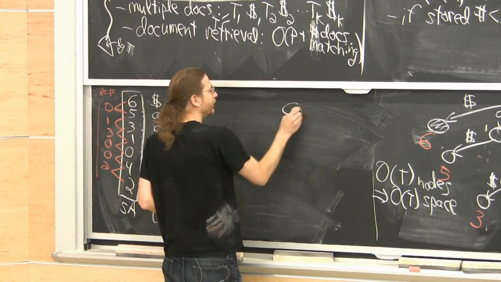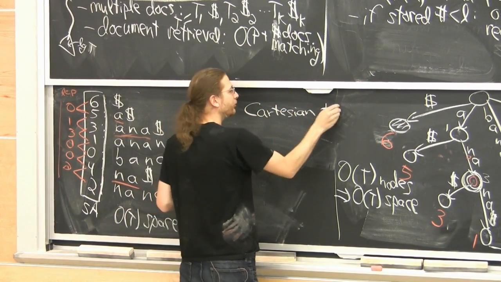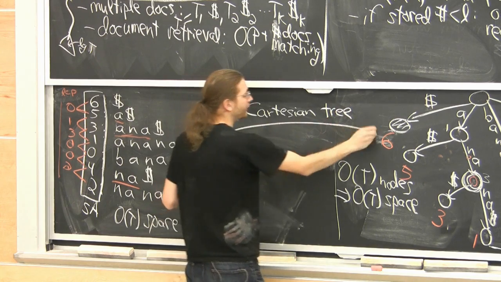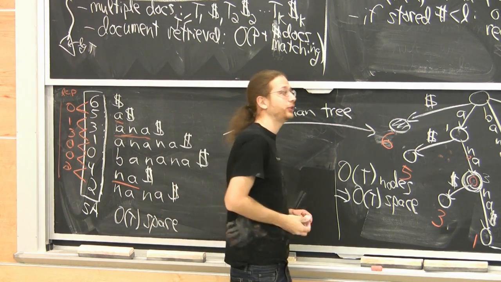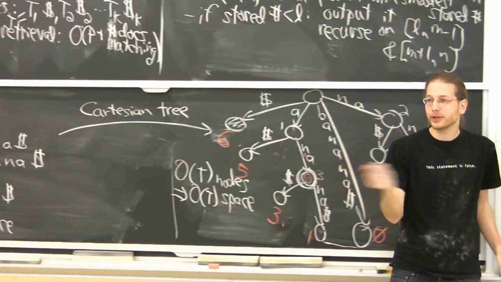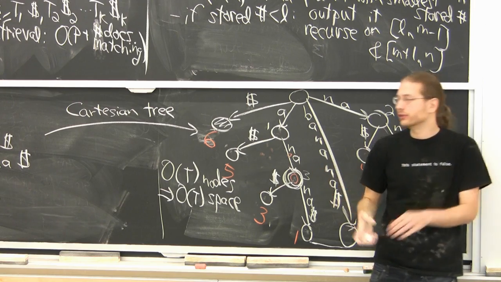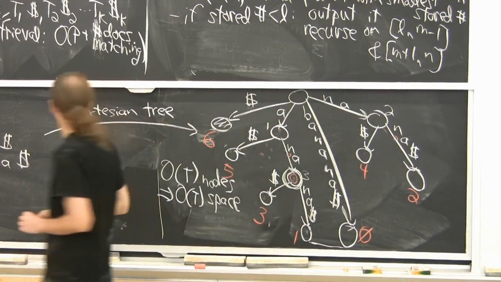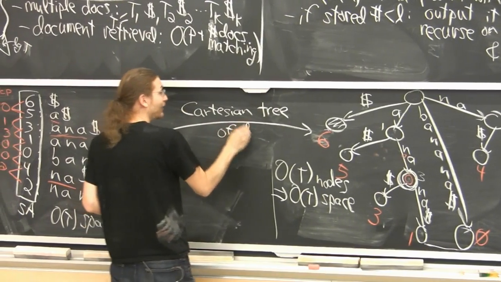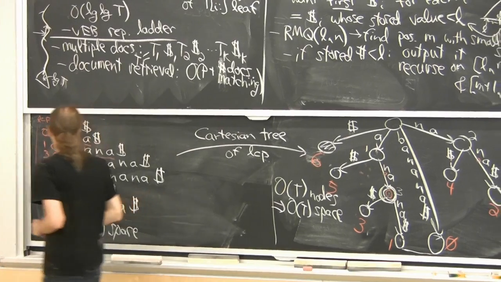Magic words are Cartesian tree. Cartesian tree was how we converted RMQ into LCA, I think, yeah? Which was you take the minimum value in the array, make that the root, and then recurse on the two sides. In this situation, a Cartesian tree of the LCP array basically gives you this transformation.